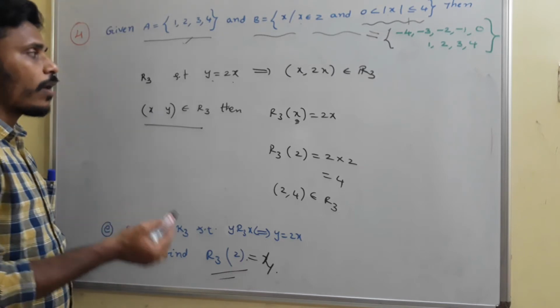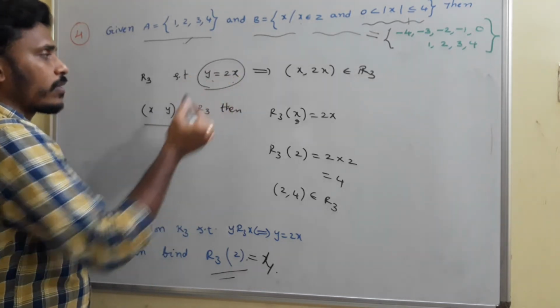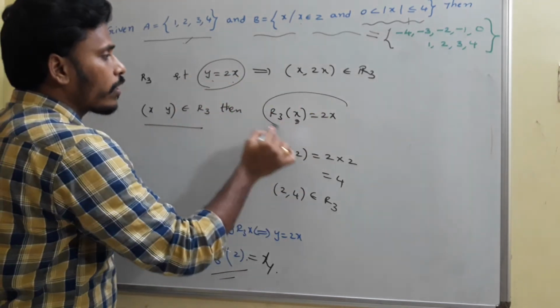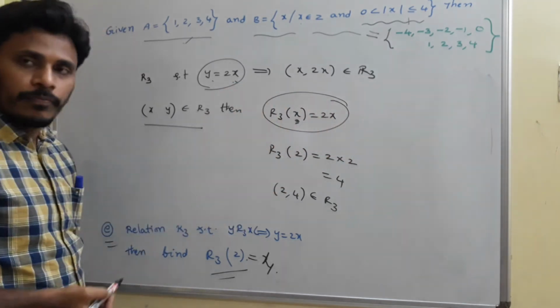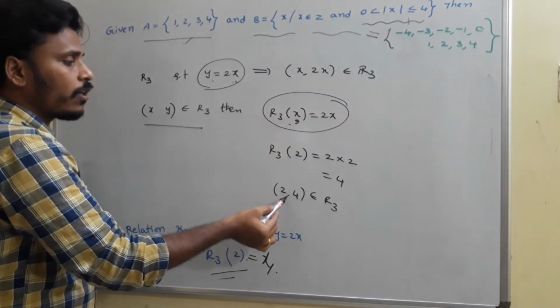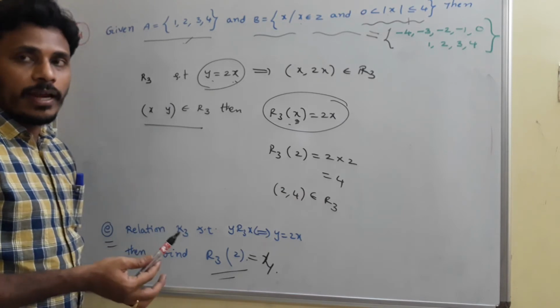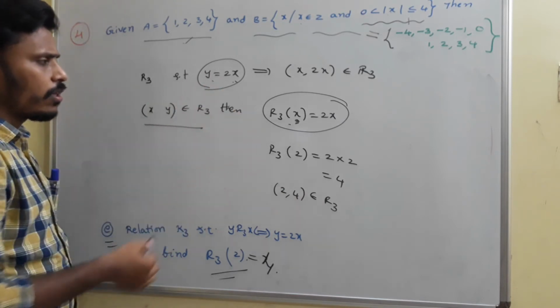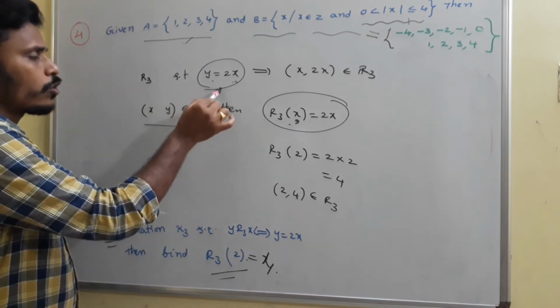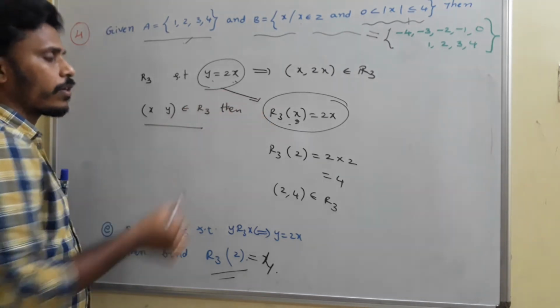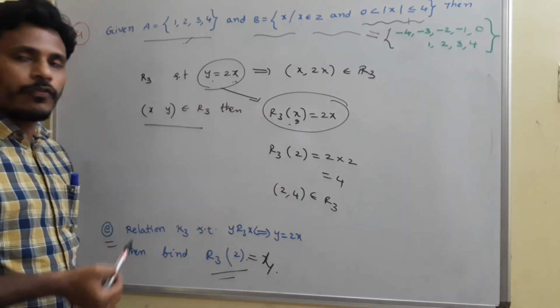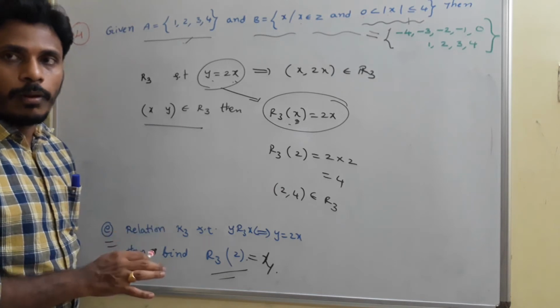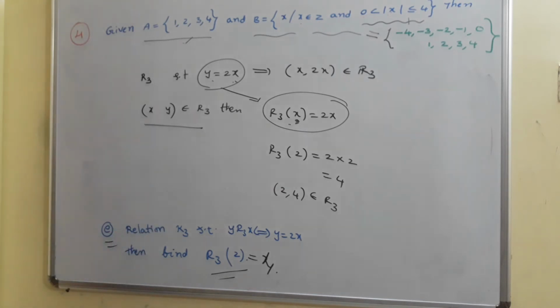So here you need to analyze that y is equals to 2x is simply nothing but R3 of x is equals to 2x. Both are similar. And with that idea, R3 of 2 is equals to directly 4. There ends the situation, okay? No need to think all these things, okay? Just y is equals to 2x is simply nothing but R3 of x is equals to 2x. From there, R3 of 2 is equals to 4. There ends the problem. Just have a look, and then I will discuss the next ideas related to the relations.